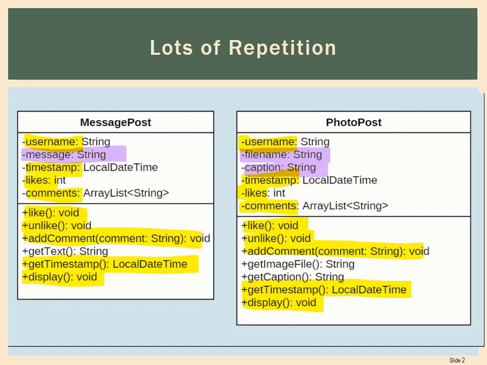Again, what are the unique differences? The message post has a method to get the text of the message, which corresponds to the instance variable above, and the photo post has two getters, getting the image file and getting the caption. So the only differences are in the two different instance variables between message post and photo post and their corresponding getter methods. This is going to cause a lot of problems for us in design, which we'll see next.